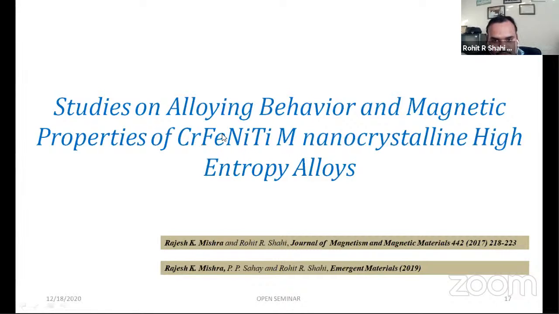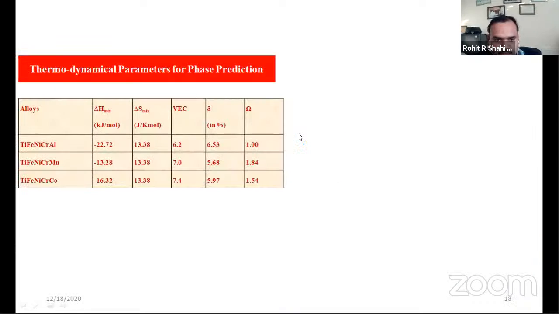We try to synthesize a high entropy alloy by considering 5 elements, that is the 4 elements CrFeNiTi, and then we are going to add another additional element. This additional element we are going to select as aluminium, magnesium, or cobalt. By the evaluation of thermodynamical parameters, we found that with this combination there is a possibility for the formation of a solid solution phase.